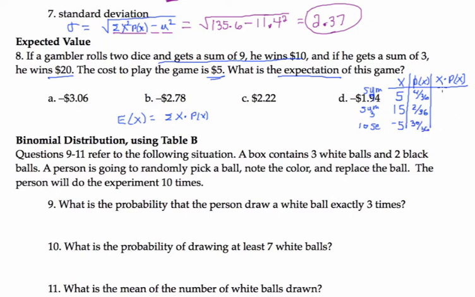Now I fill out the x times P(x) column. So on my calculator I do 5 times 4/36. It tells me 5/9. 15 times 2/36. And -5 times 30/36.